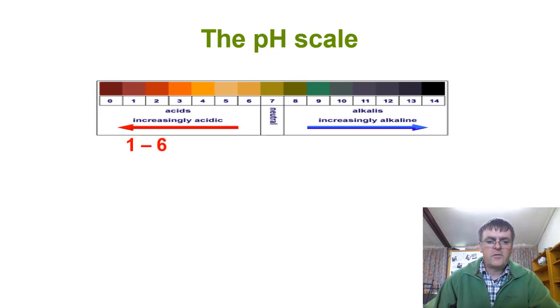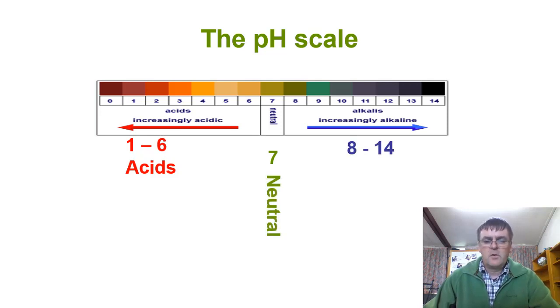So 1 to 6 is acidic, and even 6.9 is still acidic. Now they're acids. 7 is neutral, and only 7. Like I said, 6.9 is acidic. 7.1 is basic, alkali, basic. So your 8s to 14s are definitely basic or alkaline. Only 7 is neutral. Anything above 7 is a base. Anything below 7 is an acid. That's the pH scale. And the colours of universal indicator will help you with that.